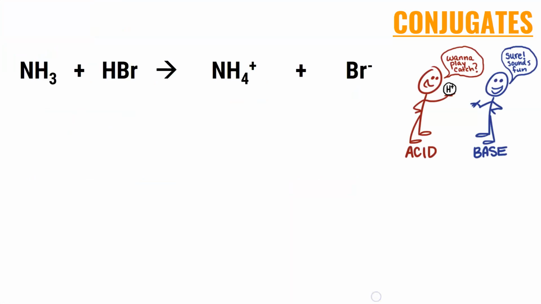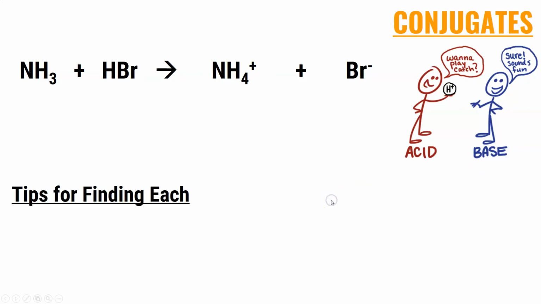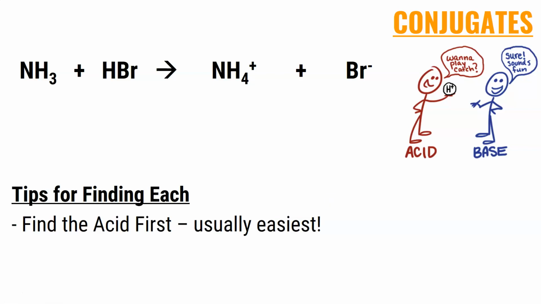So, here's our equation. Take a minute and look to see what's happening. Try to label our reactants. One of these is an acid and one of these is a base. Try to label which one is an acid and which one is a base. I suggest finding the acid first. Usually those are the easiest.